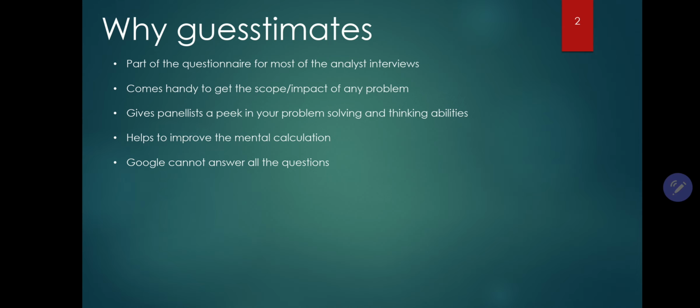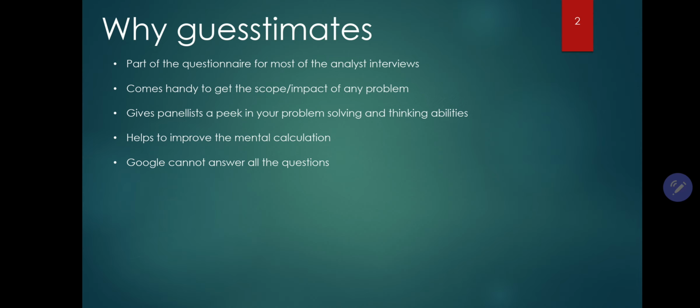Another reason is that in terms of interviews, it gives panelists a peek into your problem solving and your thinking abilities. It tells them the way you think. Are you capable of solving analytical problems or not?